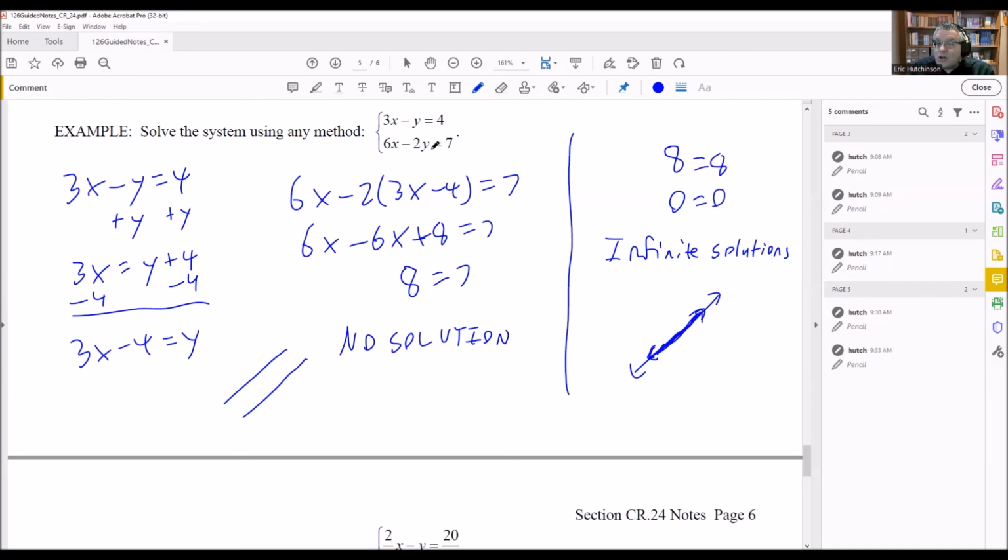So for this problem we have here, it would be no solution because we got a false statement. They'd be parallel lines in that case. So again, there are two different situations. If you get a true statement, it's infinite solutions. If you get a false statement, that means it would be no solution.